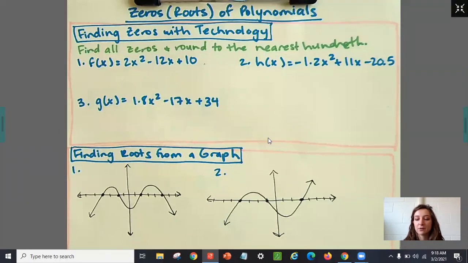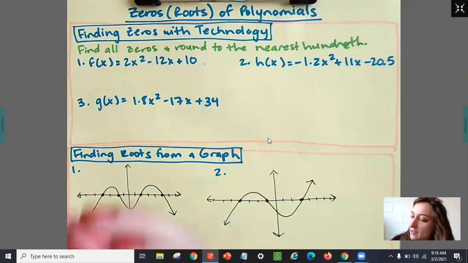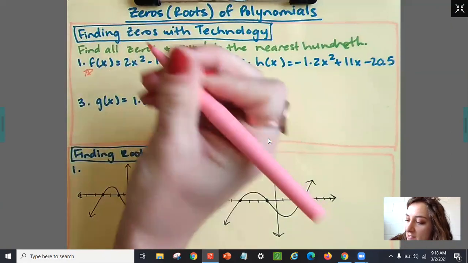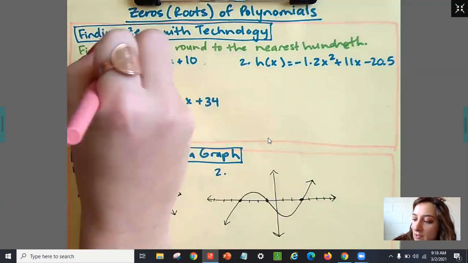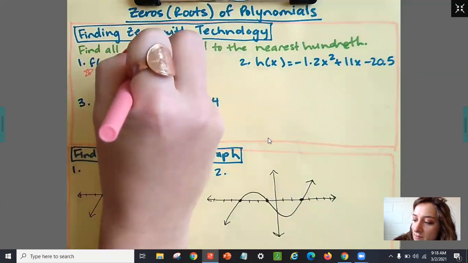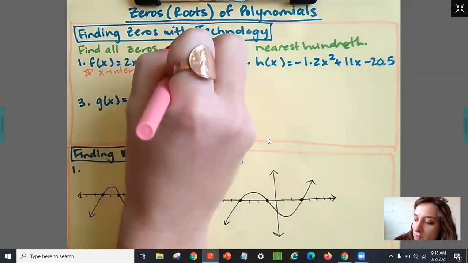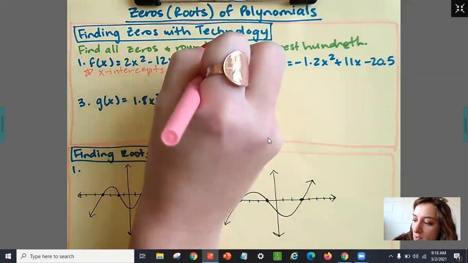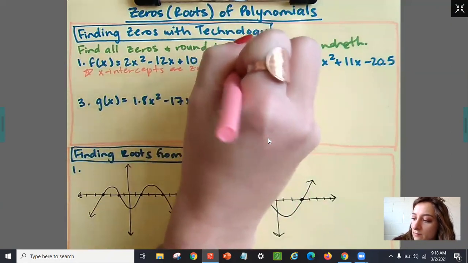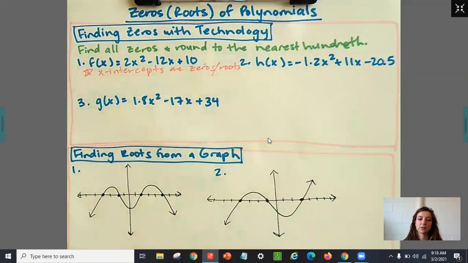Hello everyone, in this video we're going to be talking about finding zeros with technology. So first we need to talk about what a zero is, and this is just where it crosses the x-axis. You could also call it x-intercepts. So x-intercepts are zeros, and we can also call them roots. Okay, so all of those are acceptable terms for calling a zero or a root, or an x-intercept.